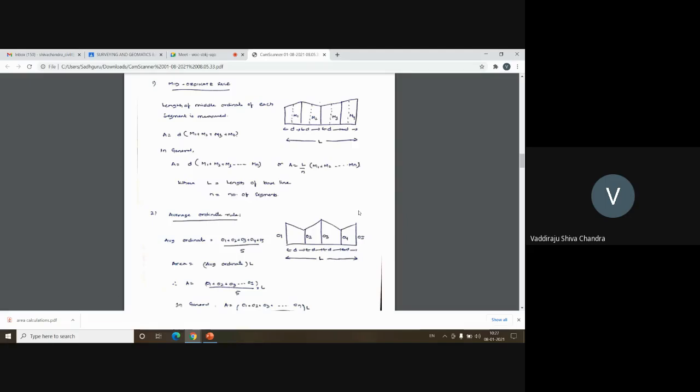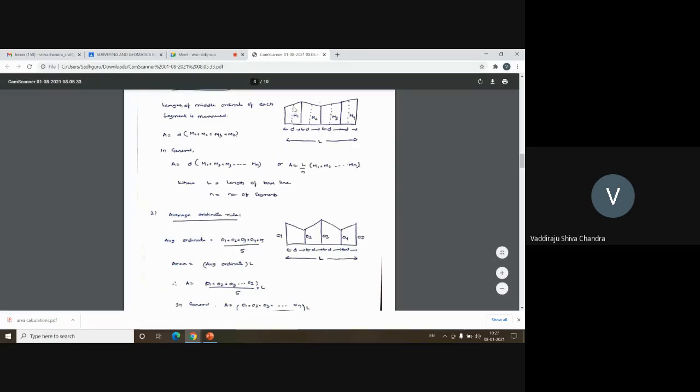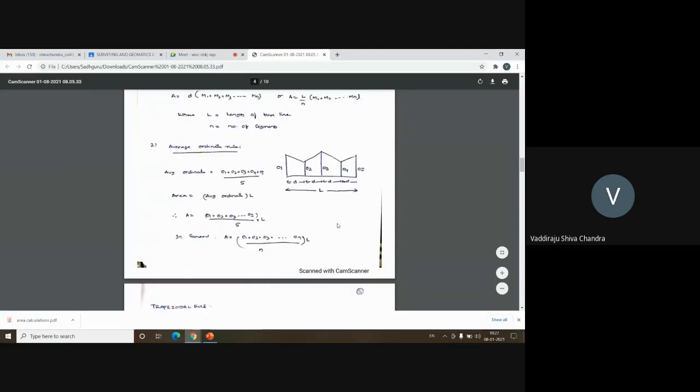To take average, then only it's better. In the first case, you're measuring the length at the center and multiplying it by D. But here you're considering both the edges of your boundary, and you're taking the average of the two. So the second one is a better option when compared to the first option, because here all the exact offset values are being considered in determining the area. Here also there is some compromise.